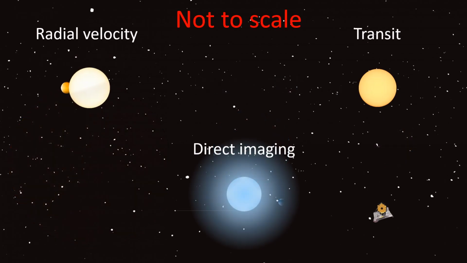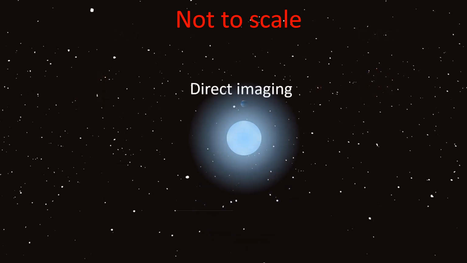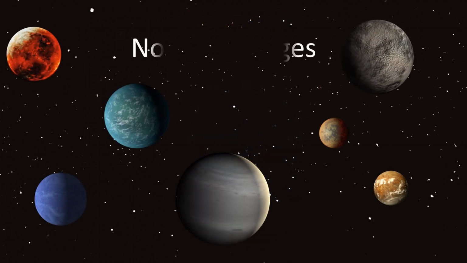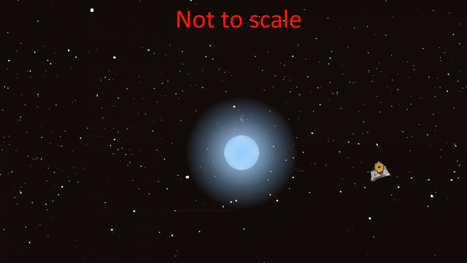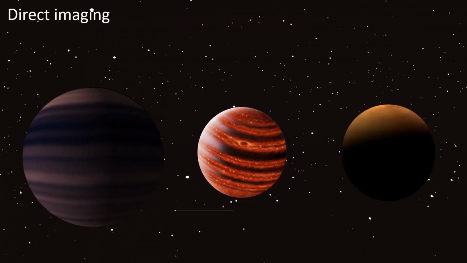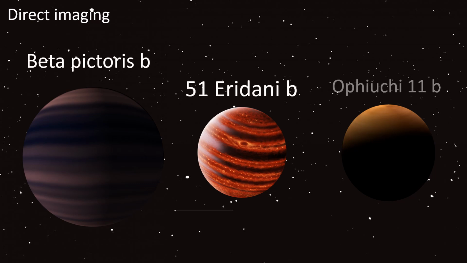And lastly, let's speak about direct imaging. The images of exoplanets like these ones are not real images. Instead, real images look something more like this. In direct imaging, a telescope basically detects the light coming from a planet. Some planets discovered using direct imaging include Beta Pictoris b, 51 Eridani b, and Ophiuchi 11b.